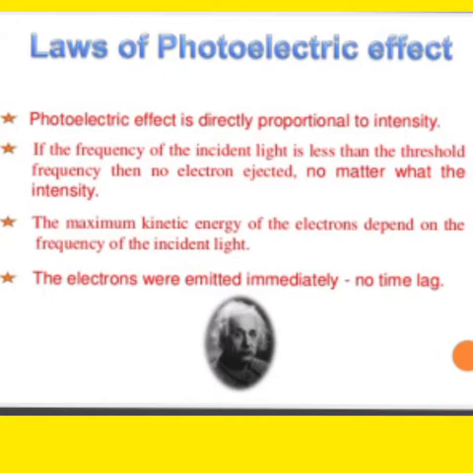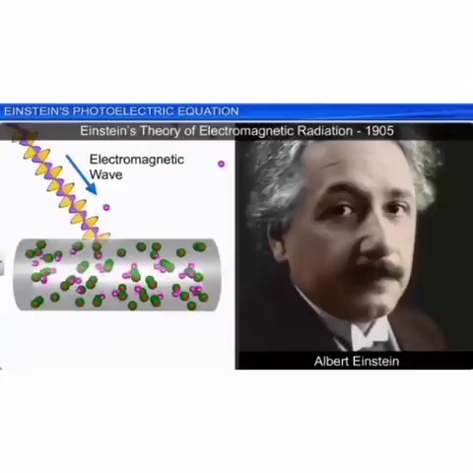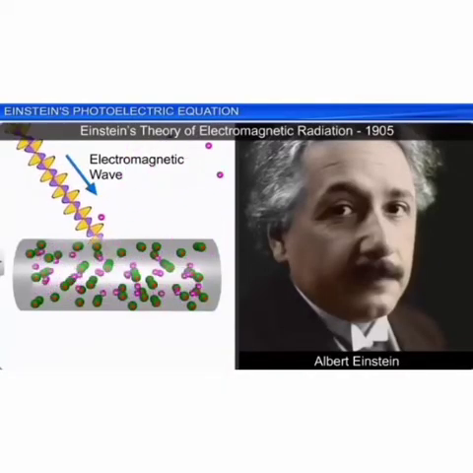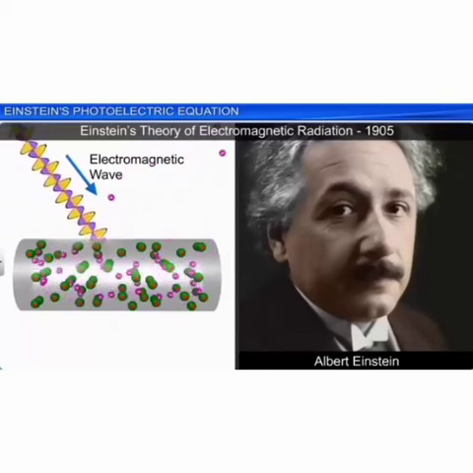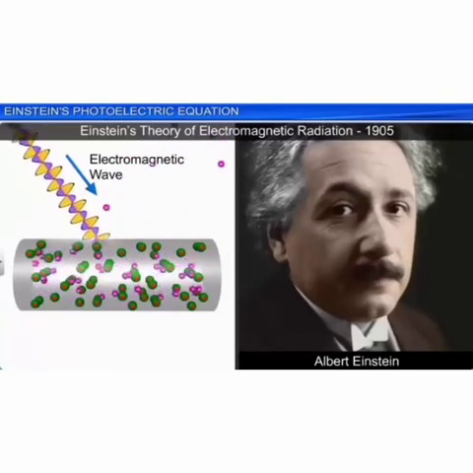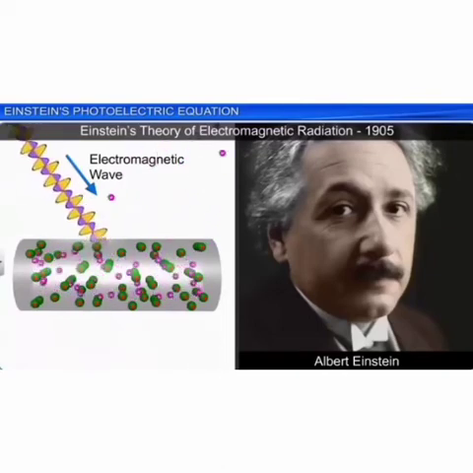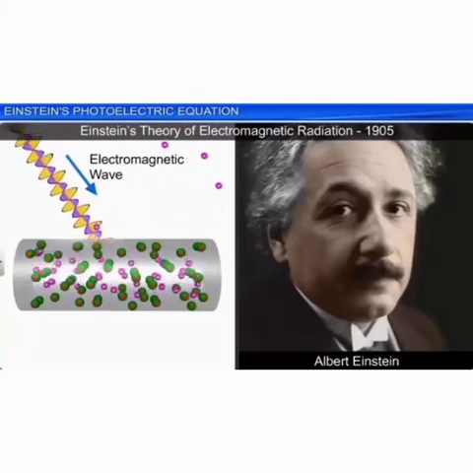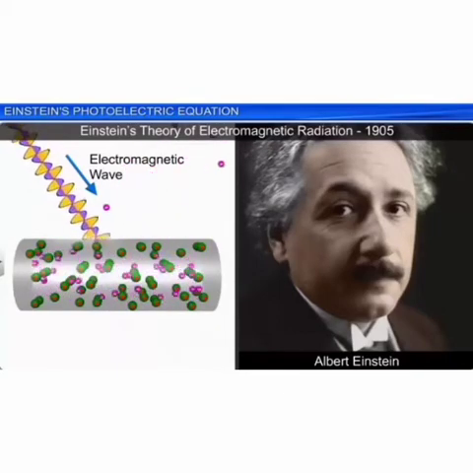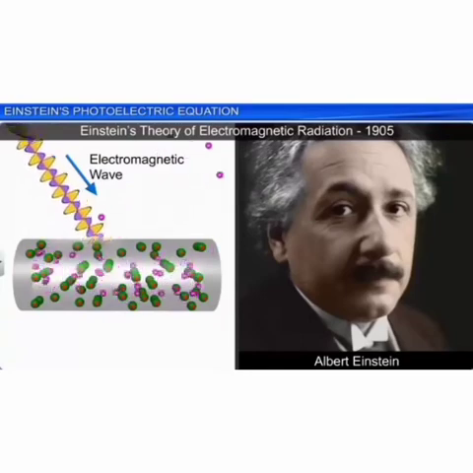Today we are going to continue the photoelectric effect, that means Einstein's theory of photoelectric effect. In 1905, Albert Einstein proposed a radically new theory of electromagnetic radiation to explain the photoelectric effect. This theory addresses the contradictions between the particle nature and wave nature of light.